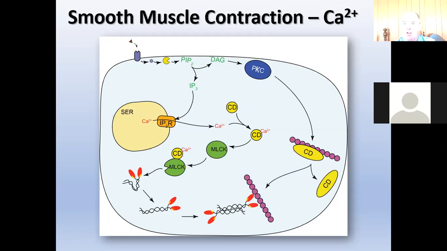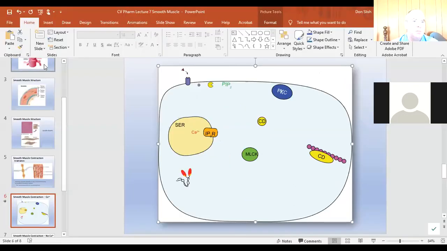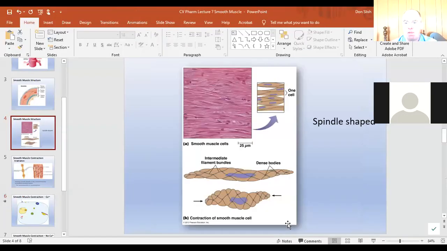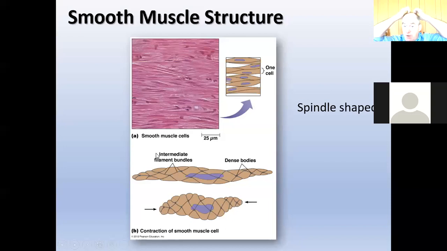and then you get development of the contractile apparatus. Now it's all set up, and the contractile apparatus pulls on the dense bodies in every direction, and that causes the whole thing to shrink.